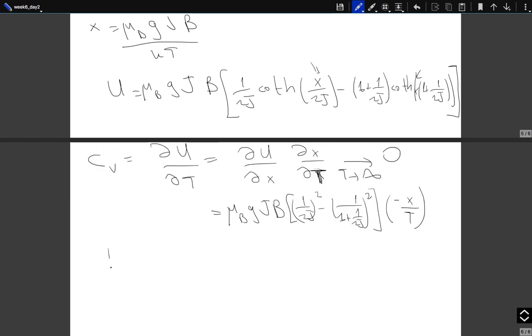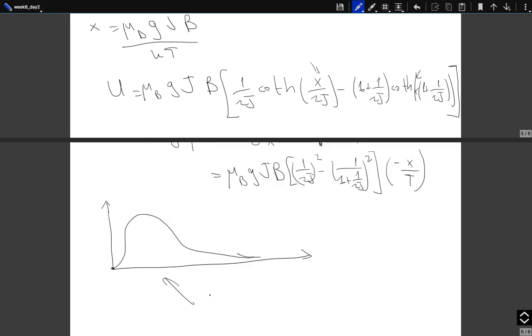So how does the specific heat behave? Basically, it starts from 0. And eventually it should go to 0. So it should have such a behavior. Somewhere it will be non-zero. So this is what's called the Schottky anomaly. So basically, at low temperatures, the specific heat has a maximum, a local maximum.